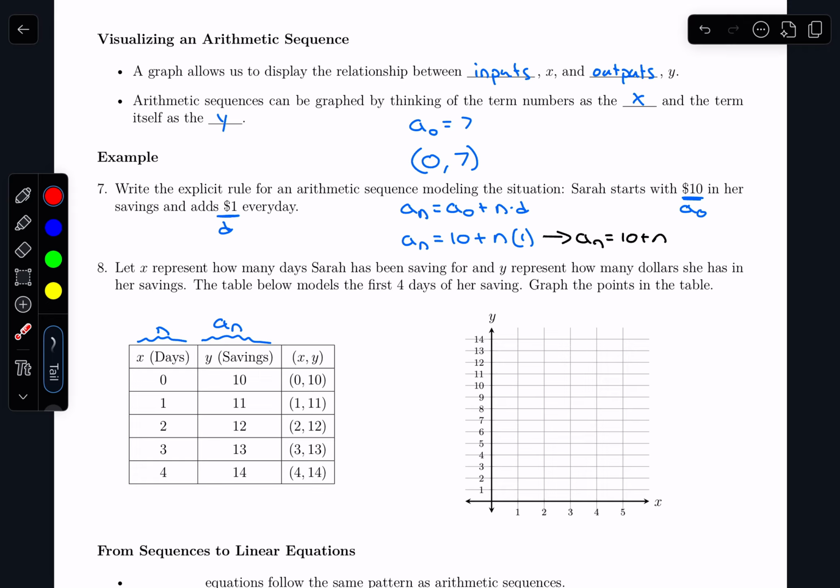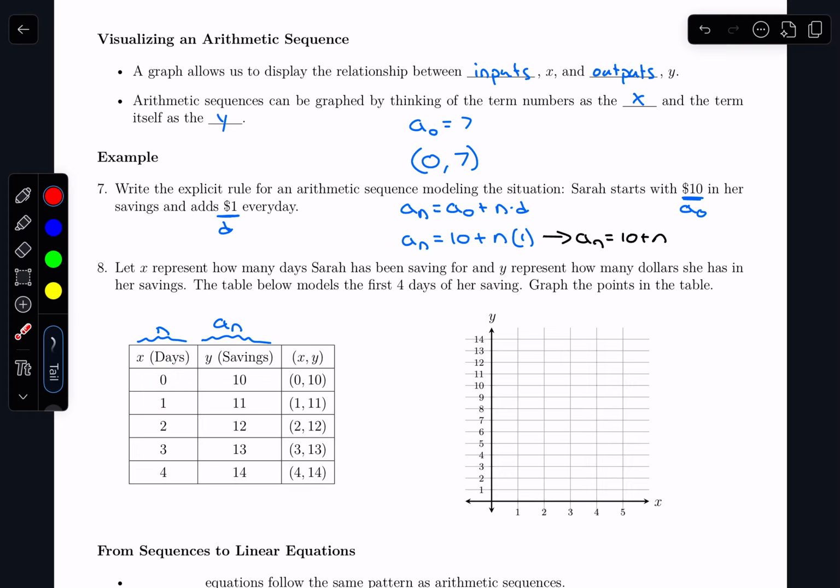So what we're given here is that when x is 0, that means we're looking for term 0, which is our initial term. We know that our initial term was $10, so a sub 0 should just be 10 in the table. And notice right here, that's what we have. We have 0 for our n and 10 for our a sub 0.